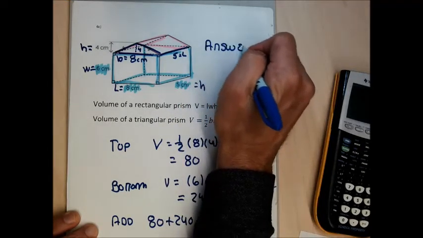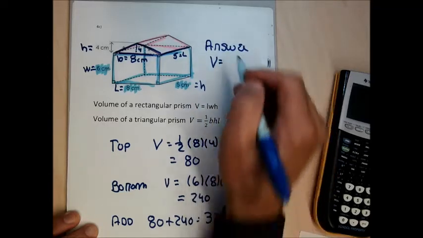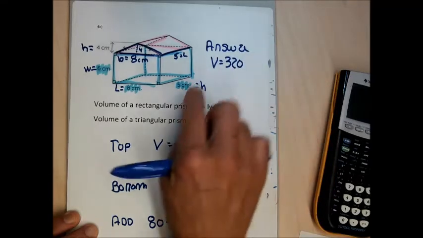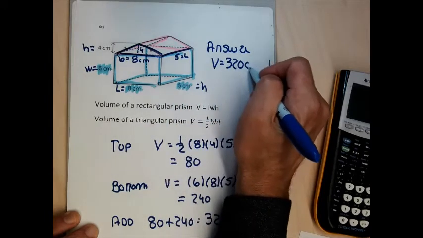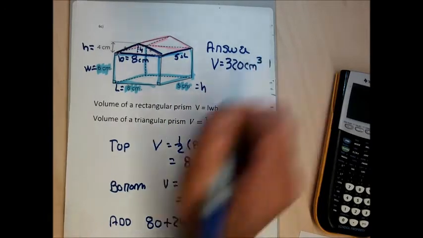Of course, I need units. I'm going to write V for volume. The numerical part is going to be 320. These are in centimeters, so I need centimeters in my answer. It's volume, so I need centimeters cubed.